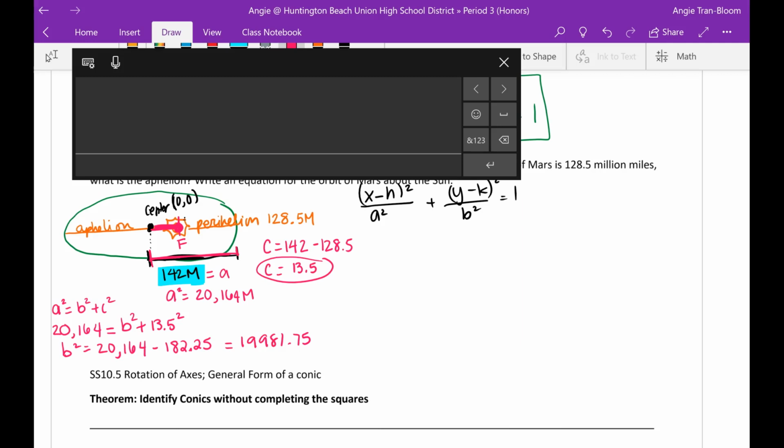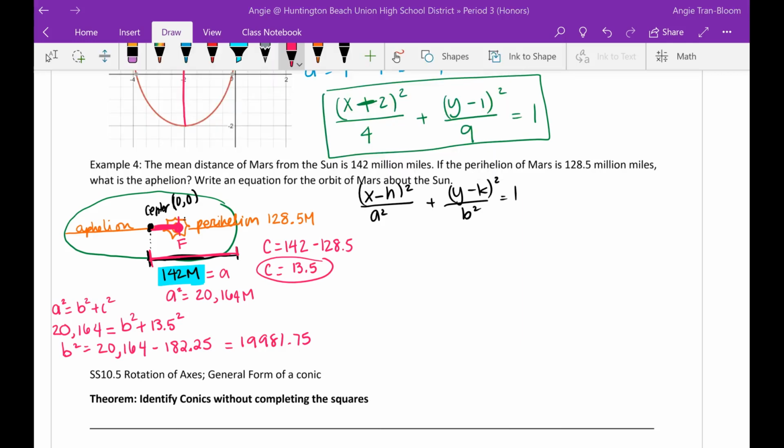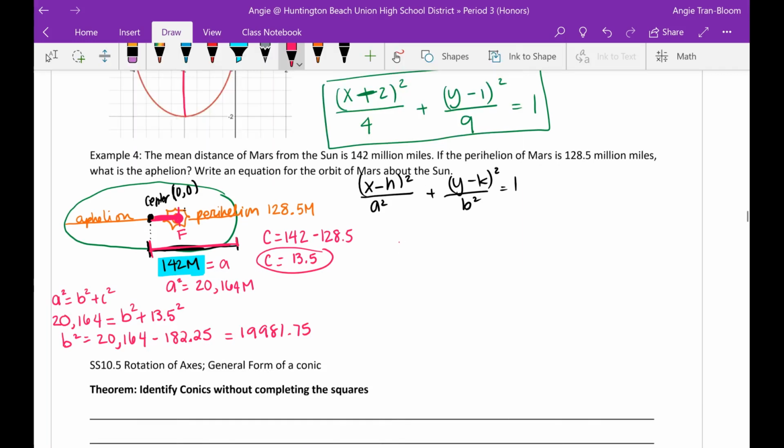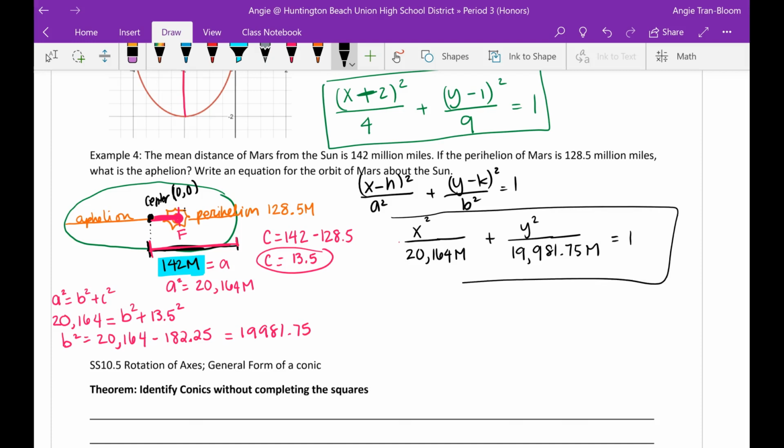Now that I have that, let's write the equation. x, h is 0, so it's x squared. a squared is known, 20,164 in millions, plus y squared all over 19,981.75 millions, equals 1. This is just the equation.